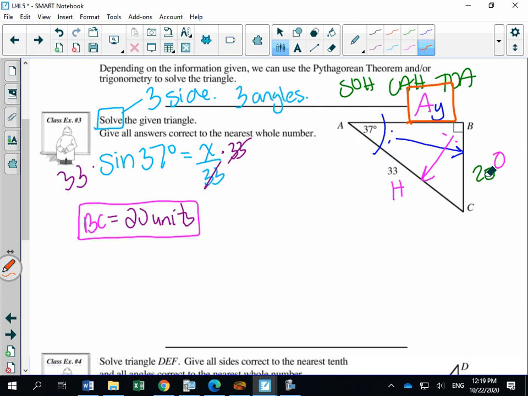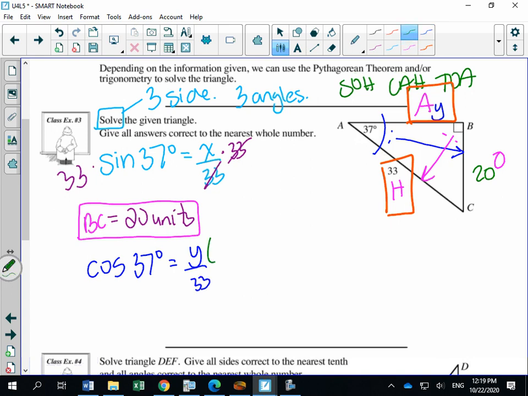Why would you not box this one in, Alexa? Yeah, if I mess this up, I'm going to mess this guy up if I box this one in. So when I solve this side, I have to box that one in because that's my unknown. And then I'm going to pick this because they gave me 33. They didn't mess that up. So then I say, okay, A and H is the cosine. So the cosine of 37 degrees is equal to A over H, which is Y over 33.